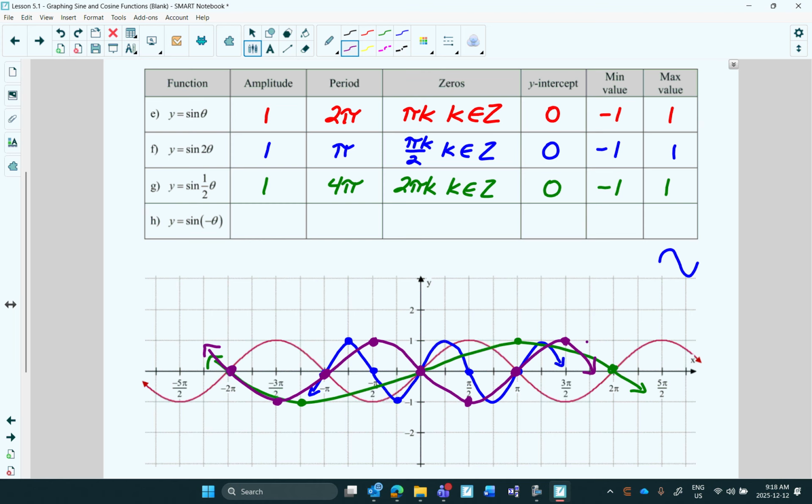Notice when we do a flip, again, amplitude's not affected. Y-intercept and these are not affected. The period is still 2 pi. Okay? On a flip. Which means that the zeros will be the same as y equals sine theta, k in Z.